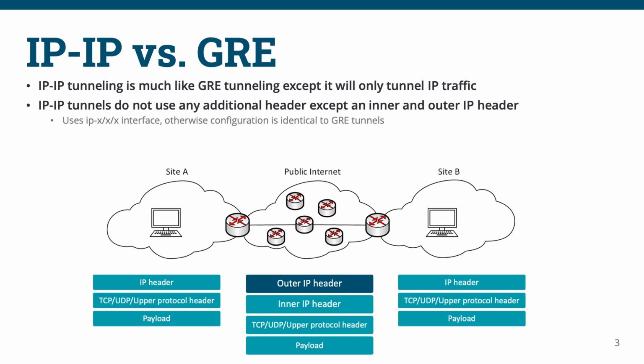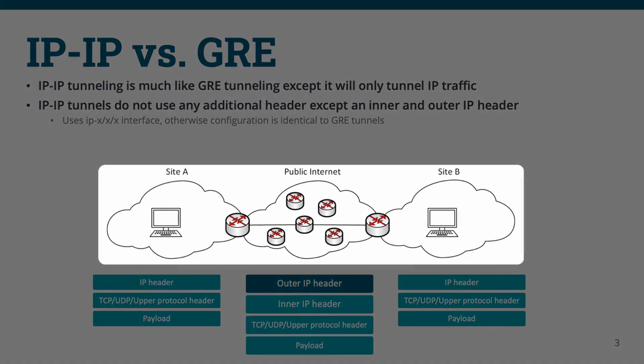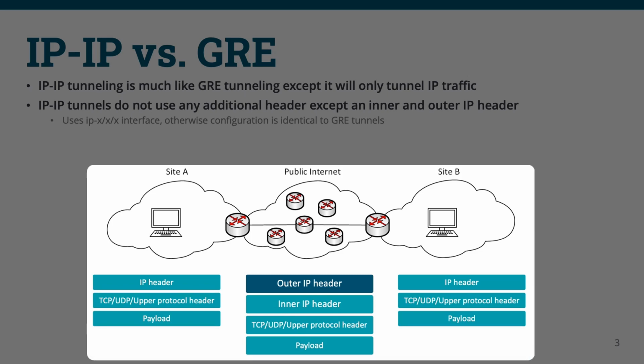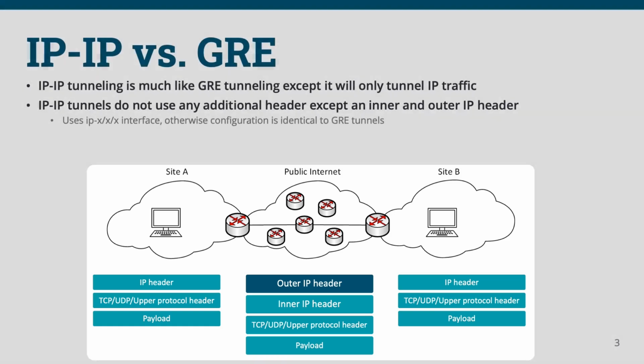Aside from using interface names with the naming prefix of IP, the configuration of an IP in IP tunnel is identical to that of a GRE tunnel. The diagram below shows how this tunneling mechanism would be used. If we have two sites separated by some intermediate network, we can encapsulate the IP packets destined to each site in an outer header that is routable over the intermediate network.